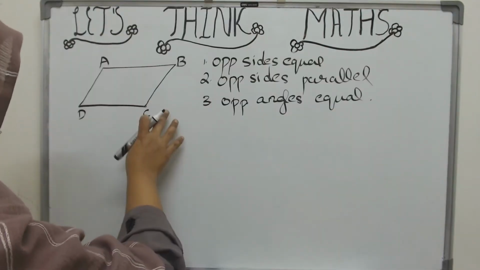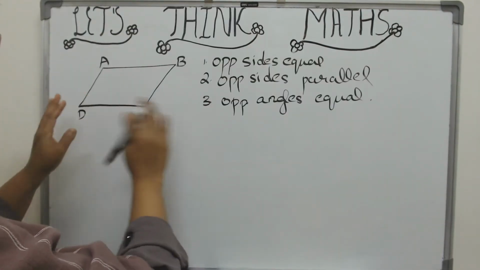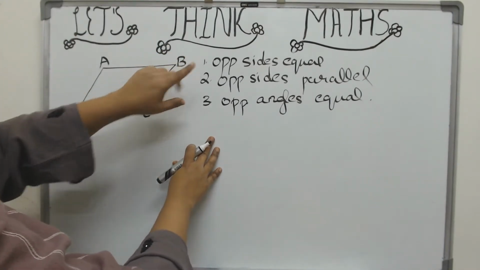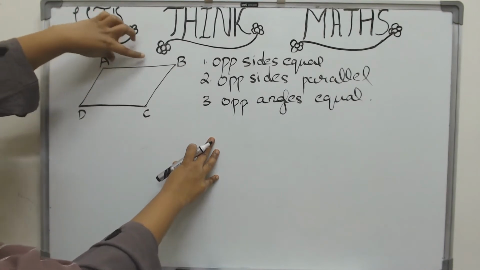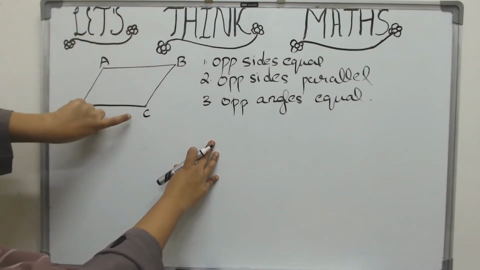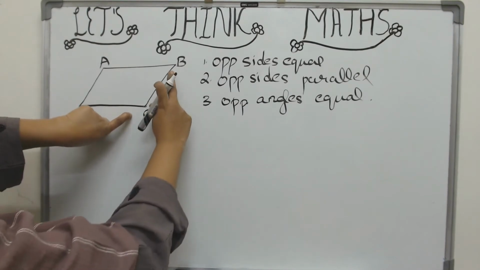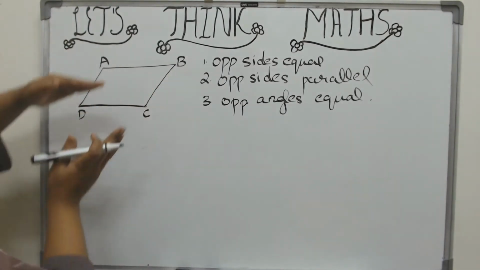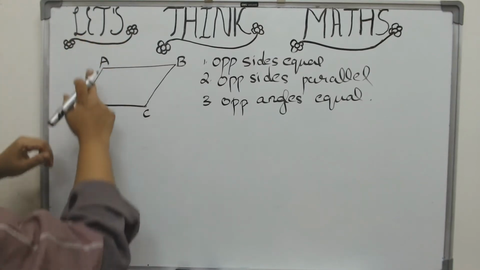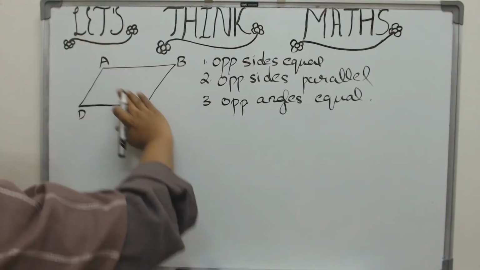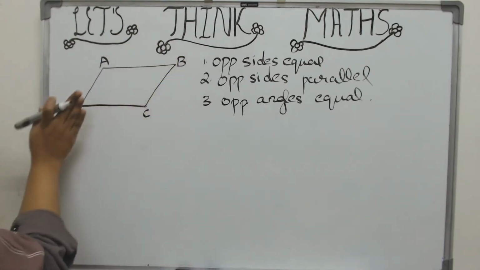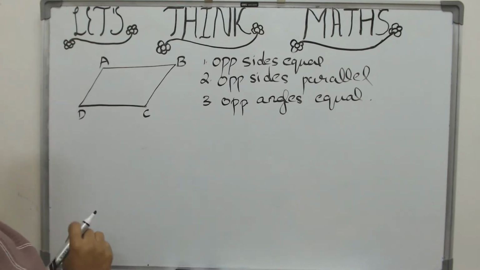So, we saw what a parallelogram is. It is any quadrilateral which satisfies three conditions. What are the three conditions? Its opposite sides are equal. If this is 5 centimeter, then BC will also be 5 centimeter. If this is 7 centimeter, AD will also be 7 centimeters, and they will always be parallel, and the opposite angles will be equal. Angle A and angle C will be equal, and angle B and angle D will be equal. Now, every rectangle is a parallelogram.